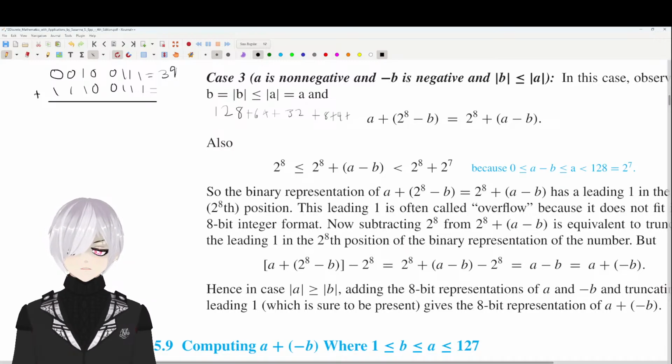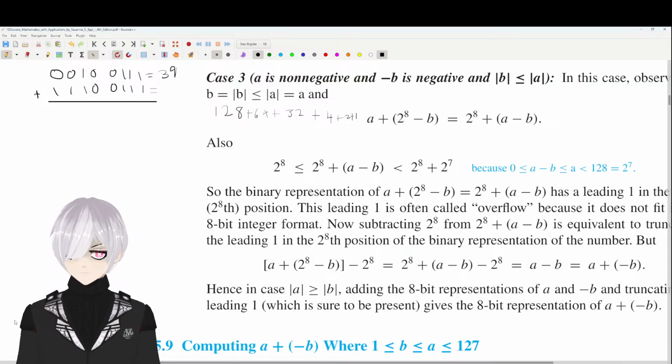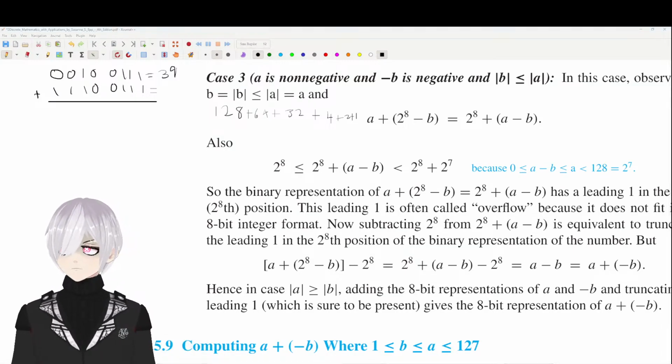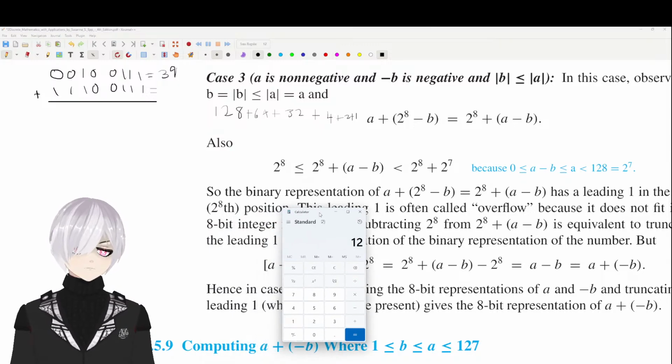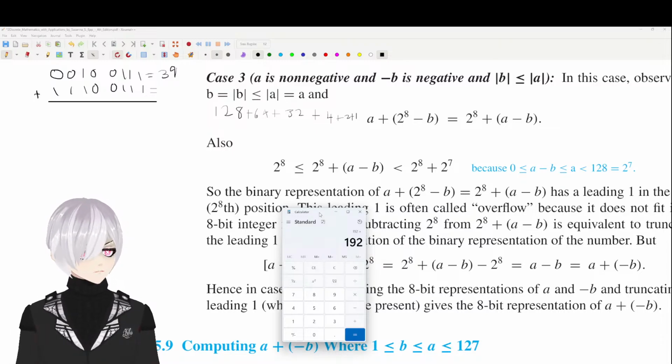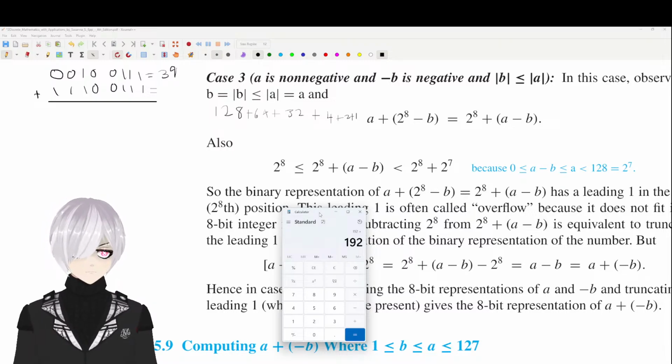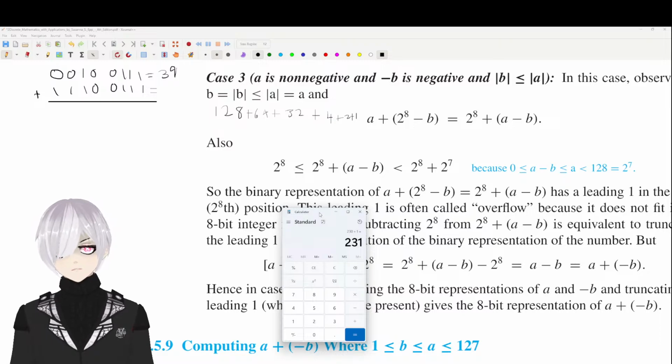We could do it this way as well. It would work either way. If we calculated the sum in binary, then we could convert that to decimal. Yeah, true, we can do this. We can convert each of them to decimal and then add them. So let's see. It's going to give us 231.